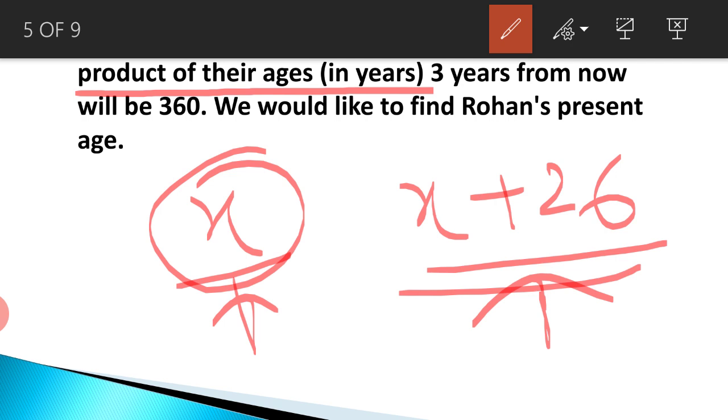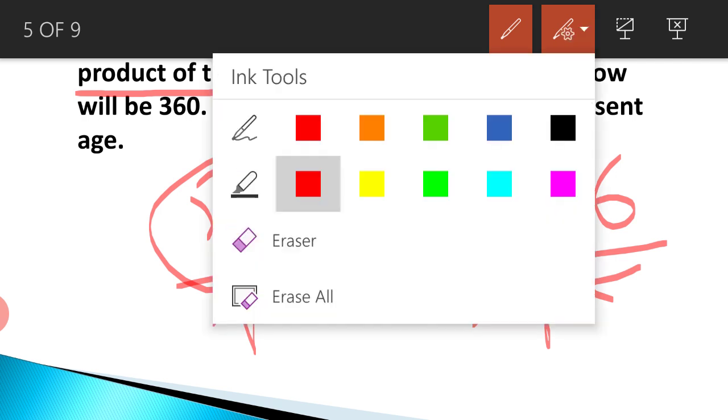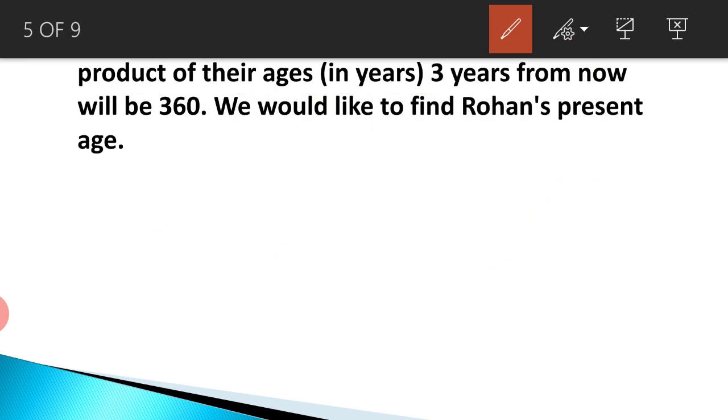So which part of the problem will give you a hint that you have to go with a quadratic equation? I have underlined product of their ages. Are you getting, children? So I hope you have understood the need and concept of selecting the quadratic equation or linear equations in two variables.